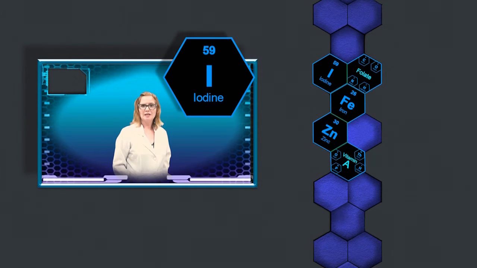tired mess. Iodine. The most important role iodine has in your body is to make thyroid hormones. Your thyroid gland uses iodine to properly regulate your metabolism, as well as the development of your bones and brain.